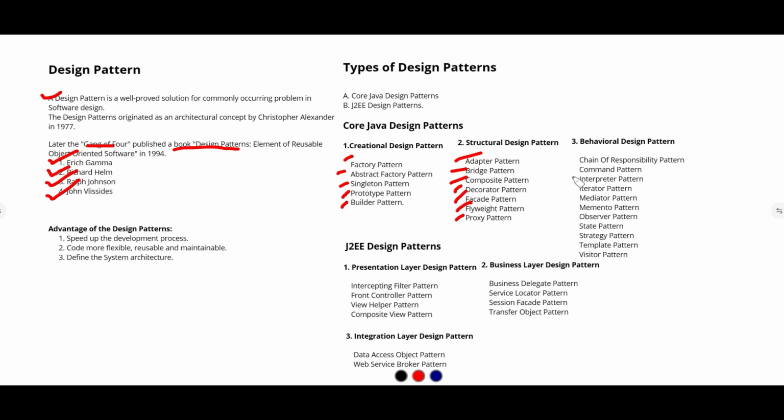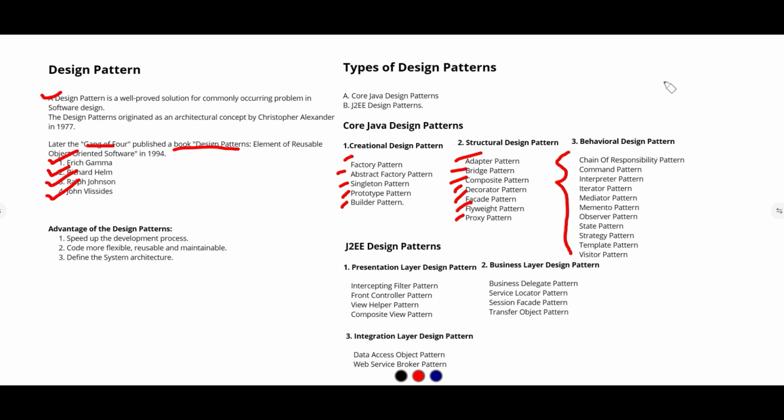Okay, and all these design patterns we need to use based on the application or the requirement of your software. So under core Java design pattern, we have a total of 23 design patterns, and those we need to use at the time of software design and implementation.